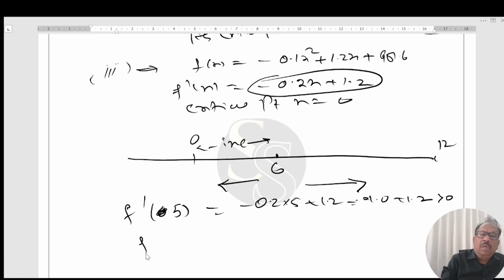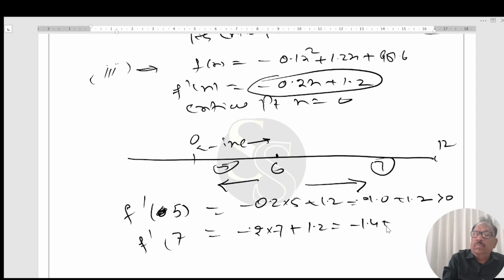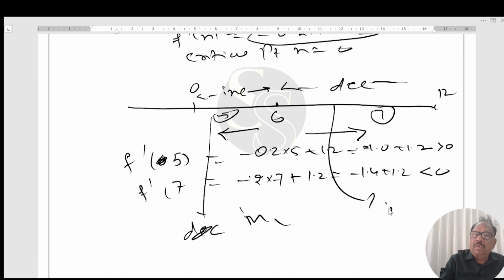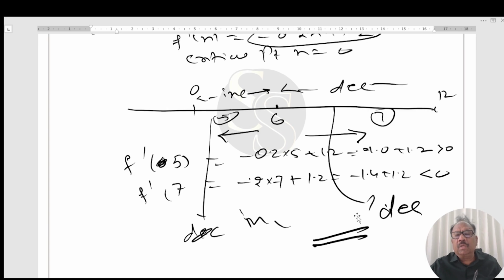Then take f dash 7. In this case we take 7 here, and 5 in the earlier interval. f dash 7 comes out to minus 0.2 into 7 plus 1.2, minus 1.4 plus 1.2, that is less than 0, decreasing. So in this interval it is increasing, and in this interval it is decreasing. These are the answers. Now, the second part is also there in this question.